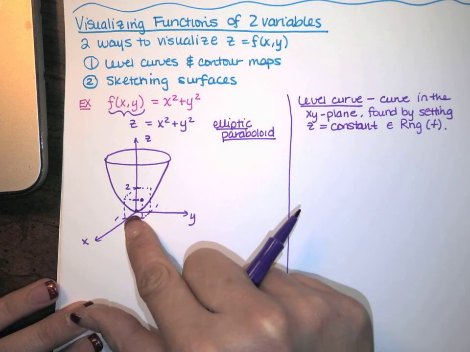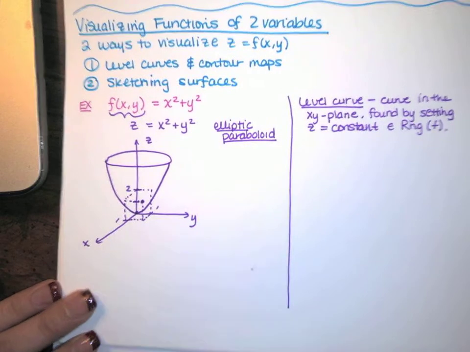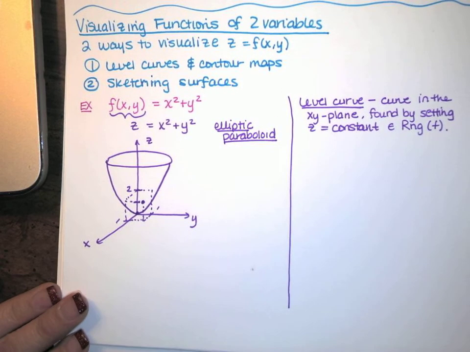The lowest z value is 0, and then they just go on to infinity. This goes on forever and ever. I just can't draw it forever, so that's why we draw it with a top on it like that.